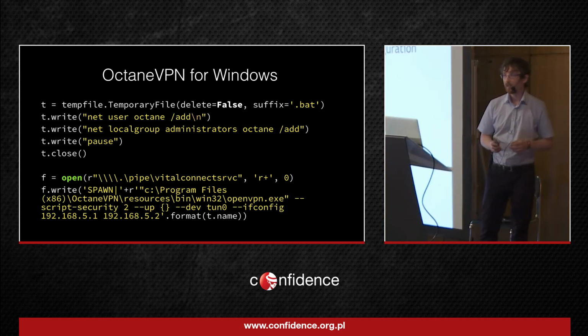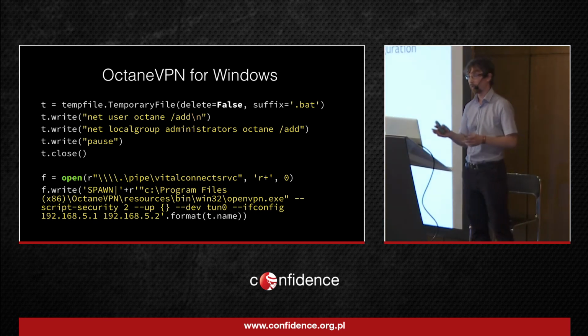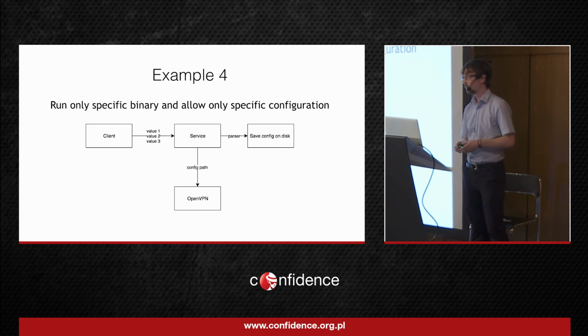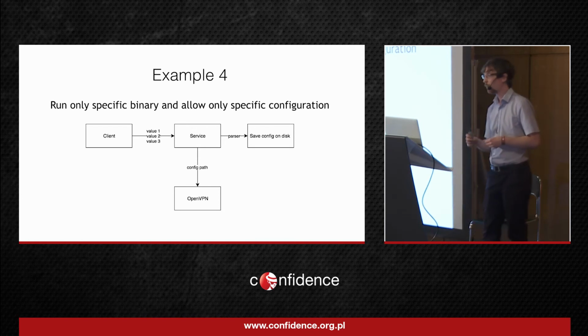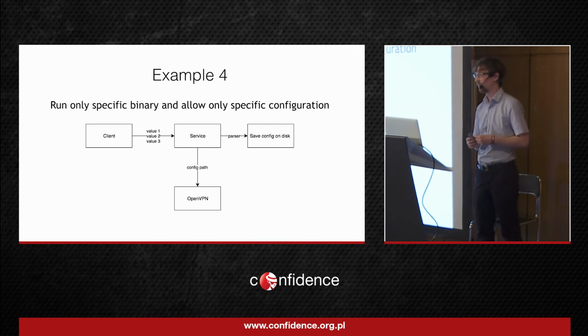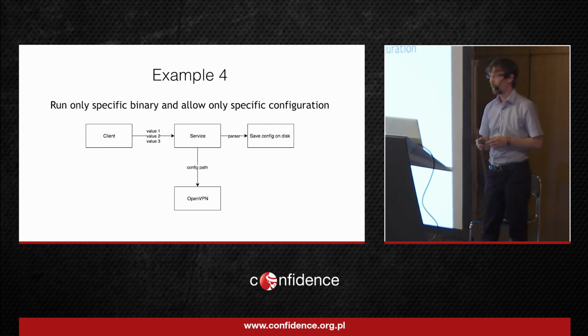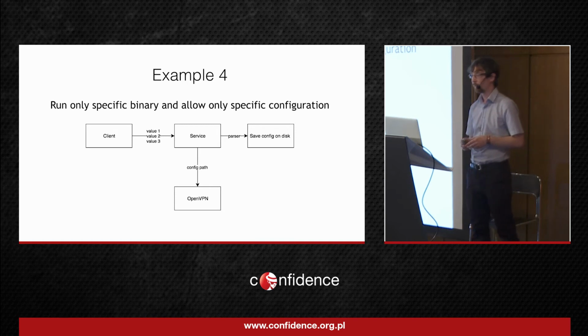So how can we improve this even more? We know that passing a path to the service is not a great idea. Also, passing arguments to the command line is not a great idea either. So maybe we will pass only specific values to the service, and the service will parse those values and pass them to OpenVPN. And that's example number 4.